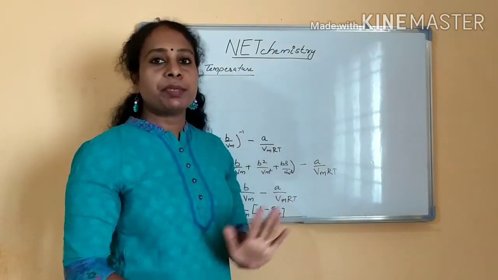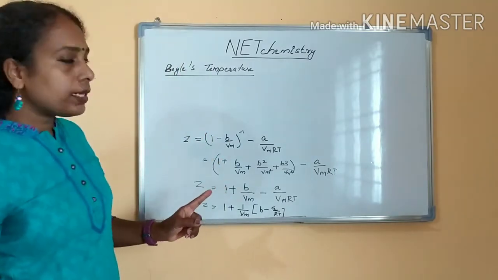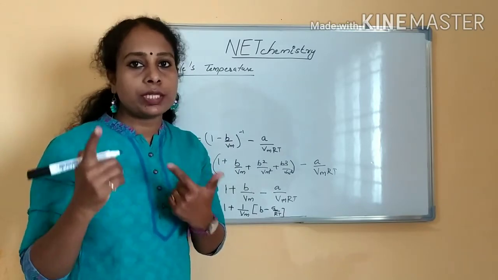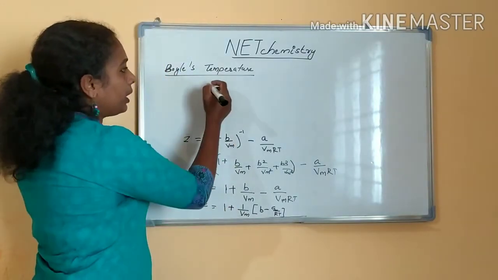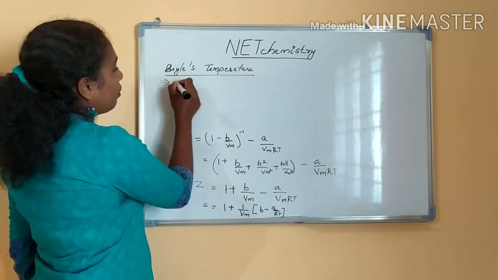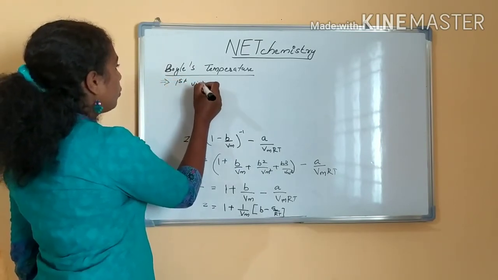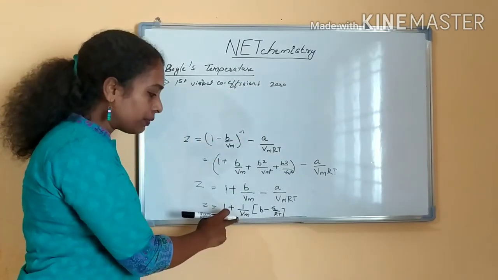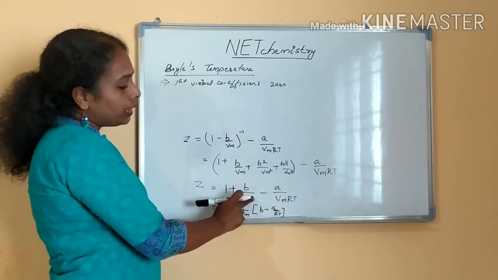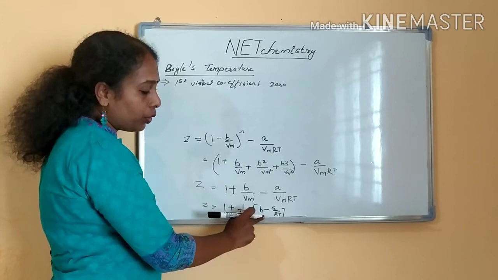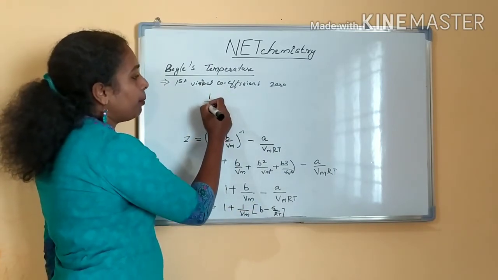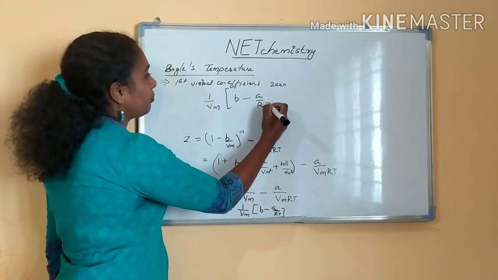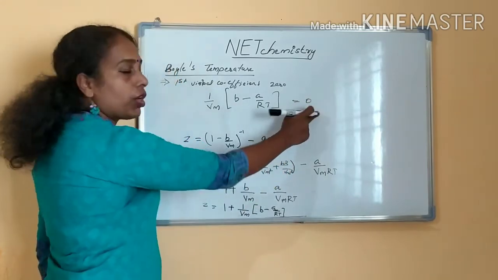Now we will see what Boyle's temperature is. Boyle's temperature is the temperature at which the first virial coefficient is going to be 0. What is the first virial coefficient? From here, this is the first virial coefficient: 1 by Vm into B minus A by RT. I am writing 1 by Vm into B minus A by RT equal to 0. This is Boyle's temperature.